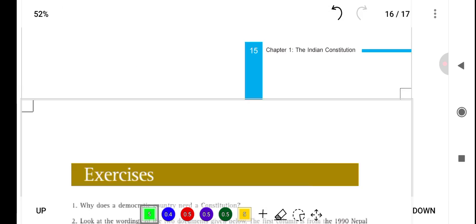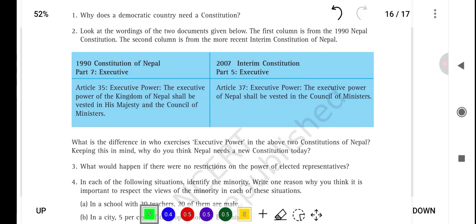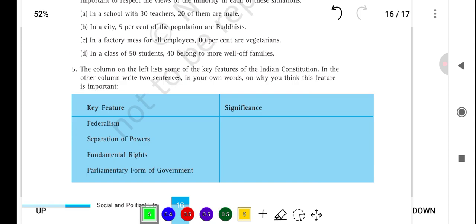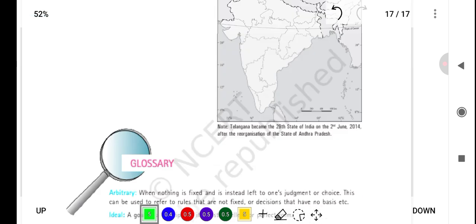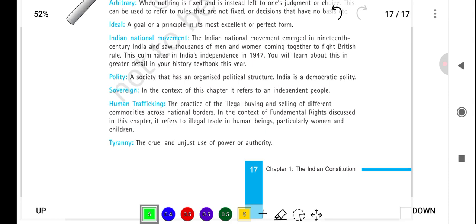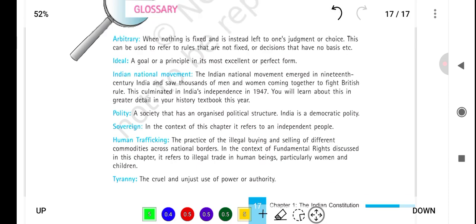Yes. So let's move on to the next page. Oh, actually it's done. So we are done with this chapter. Yes. In the last page, glossary has been given. If you want, you can pause it and have a look at it.